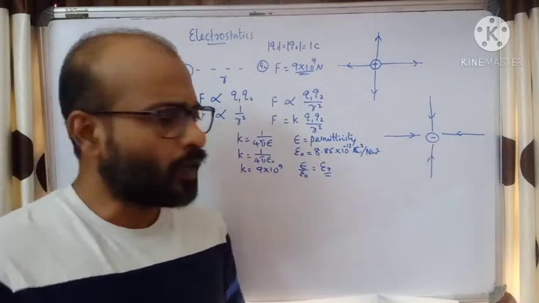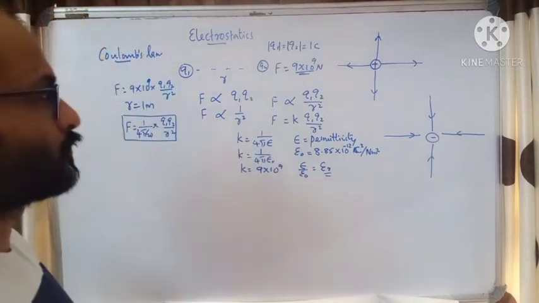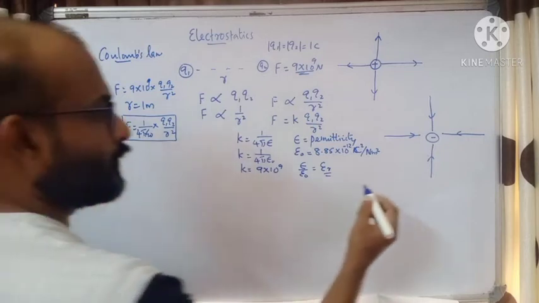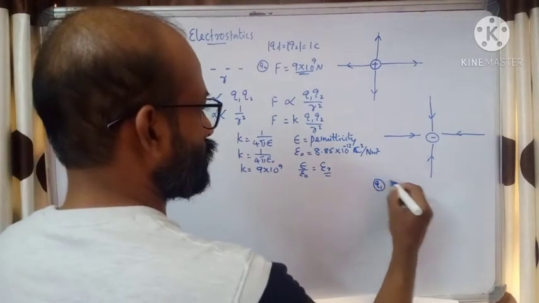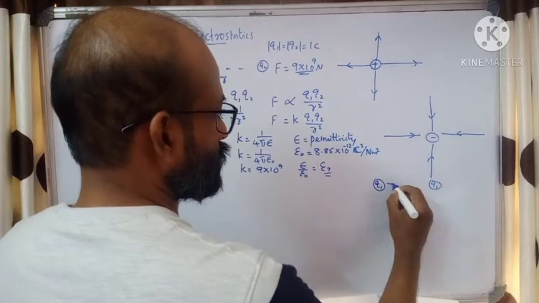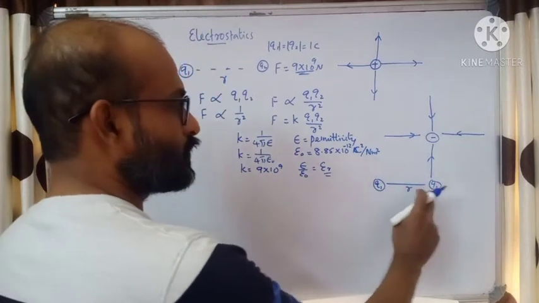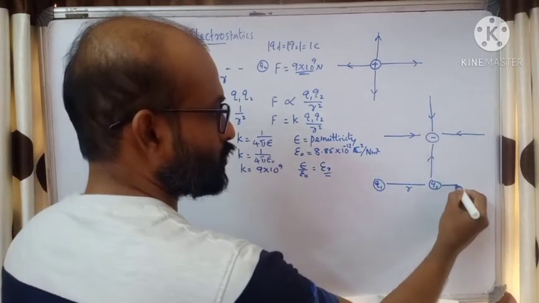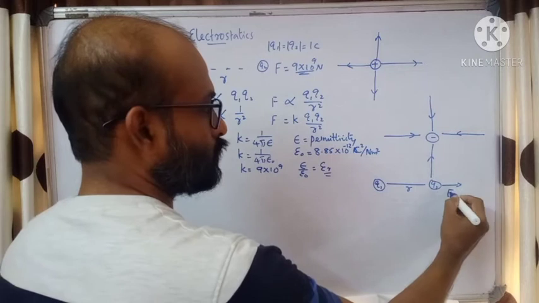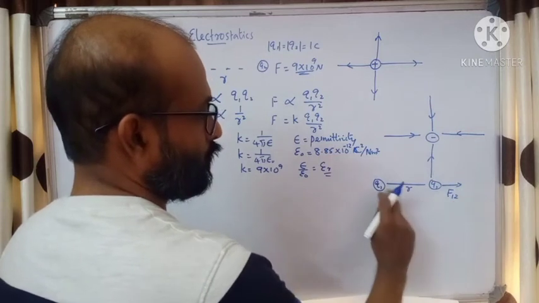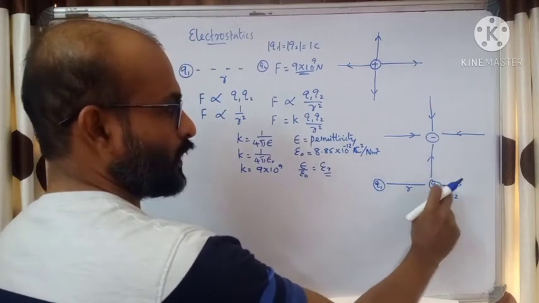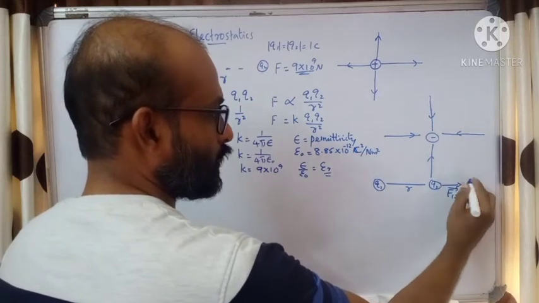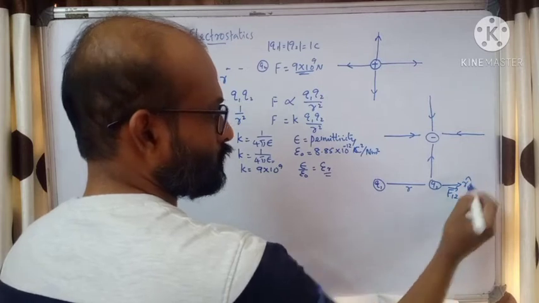Now we need to express this in vector form. See, we have two charges Q1 and Q2. I'll just draw once again. Let R be the distance between them. If they have the same sign, the charge Q1 will repel the charge Q2 in this direction. I can write the repulsive force F12. The charge 1 repels the charge 2 by a force F12 in this direction. In this direction I consider a unit vector, that is R12 cap.